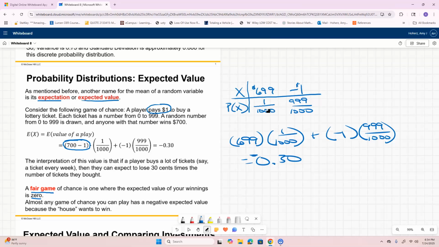Whatever you spent is what you got back. But almost any game of chance that you play has a negative expected value because the house, or in this case the state, wants to win. So whether you're at a casino or any place where you're gambling, the house wants to come out ahead, so they aren't going to have fair games. They're going to have games where the player on average comes out behind, so that the house on average comes out ahead and makes money.